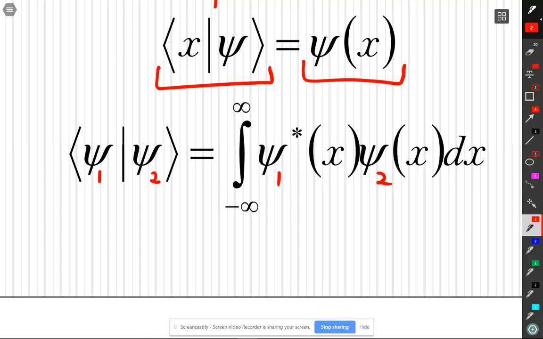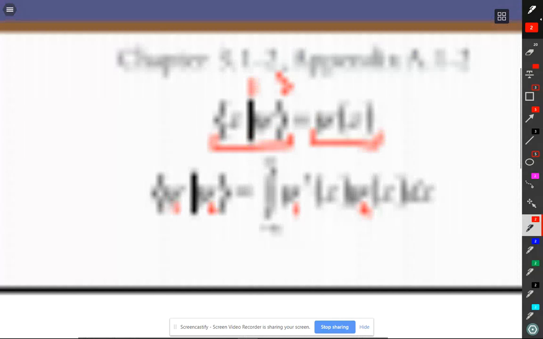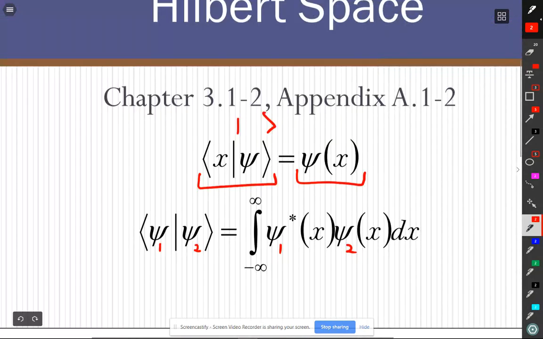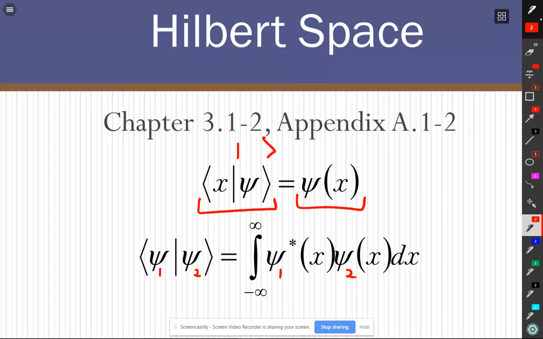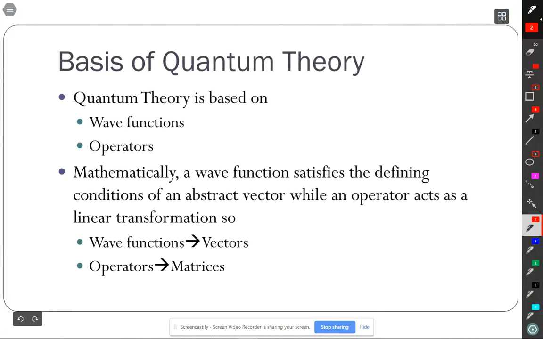Notice something important. When it's in the bra, it's the complex conjugate. That star means complex conjugate. So remember, that means anything with an i becomes minus i. Now, linear algebra is what Appendix A 1 and 2 is about. So we're going to do some linear algebra ideas here along with understanding this Hilbert space.